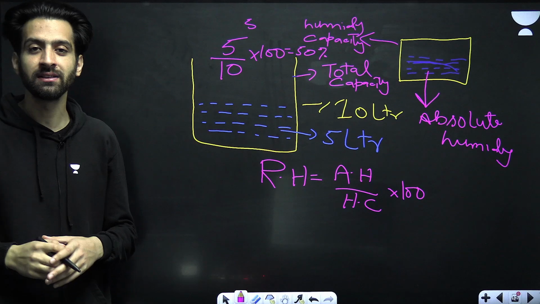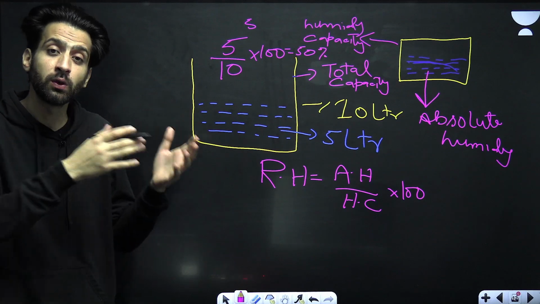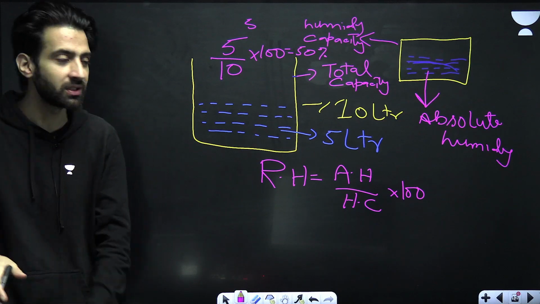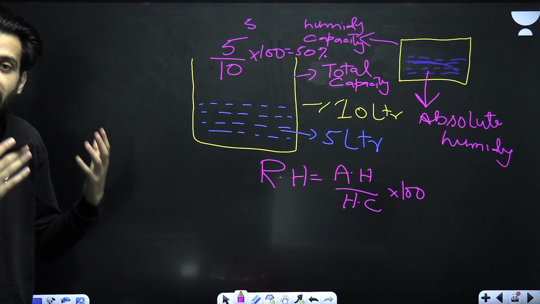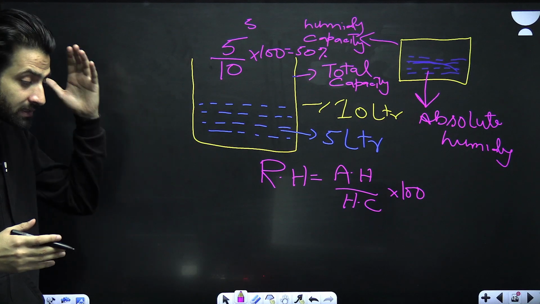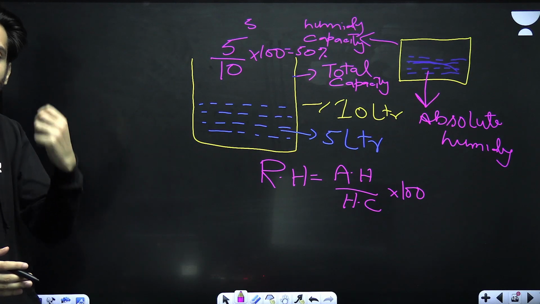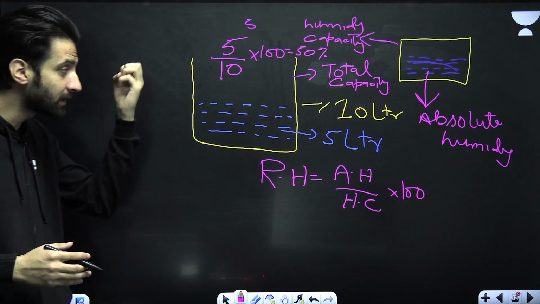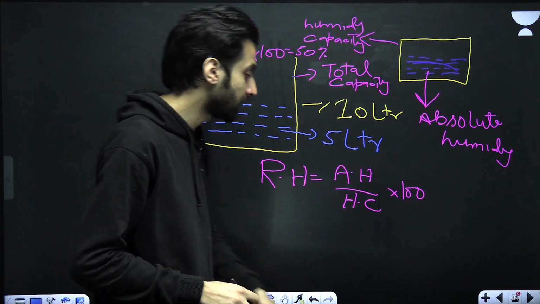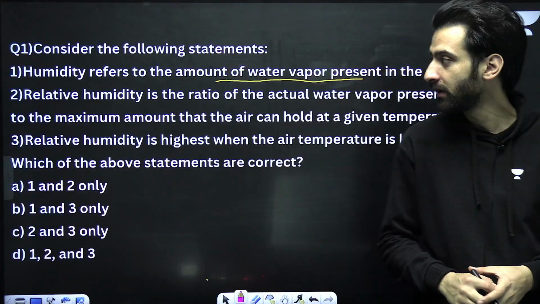You might have seen it in weather forecasting and all. The relative humidity is this much percent and that much percent. This is how the relative humidity is calculated. That is the absolute humidity divided by the humidity capacity, or the total humidity that can be there in the parcel of air. Now, let us go back to our question.